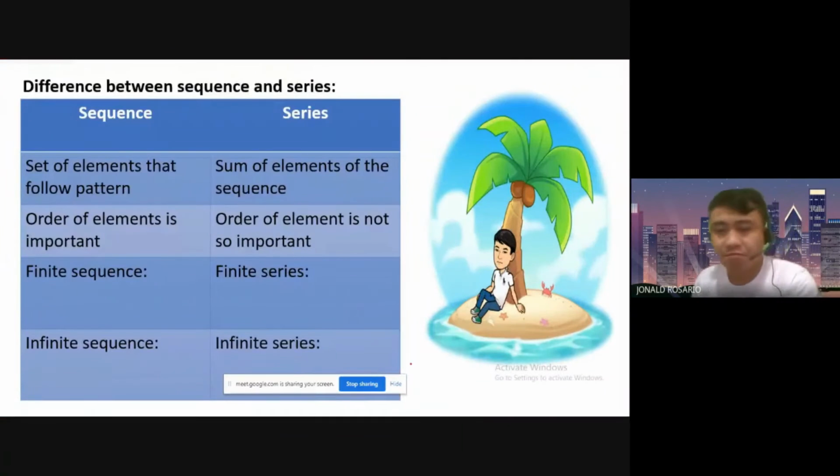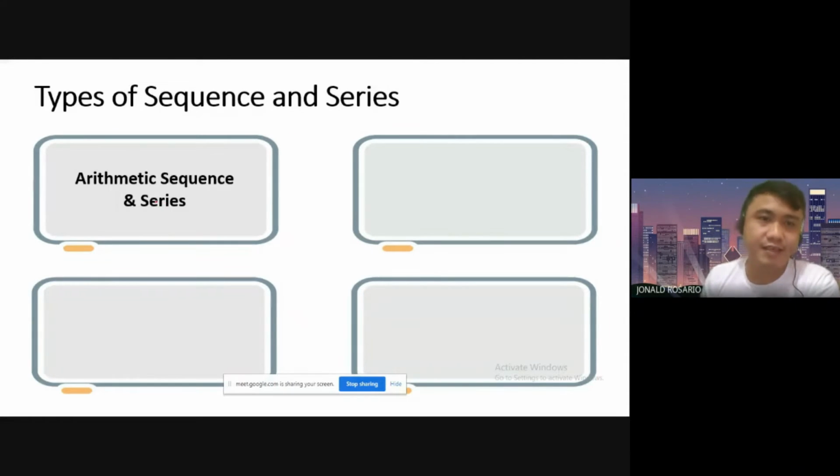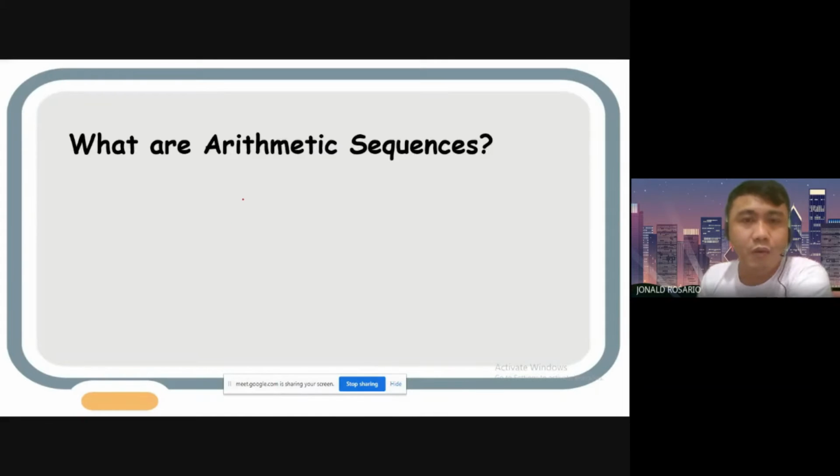Okay, so we also have types of sequence and series. And first one, the arithmetic sequence and series. Yan, arithmetic sequence and series. So ito muna ang pag-aaralan natin. Okay, what are arithmetic sequences?